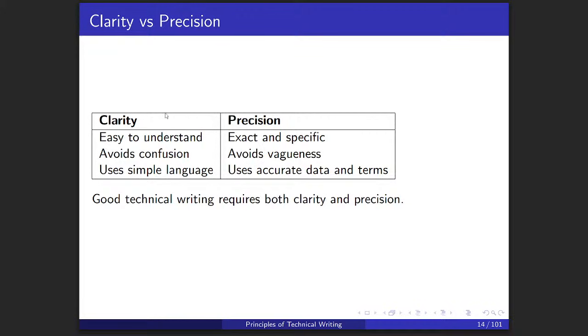If you want to write a sentence with clarity, whereas precision means you are talking with proof, that we call precision. So exact and specific, so there can't be any other thought. If you write your paper with clarity alone, readers may understand or they may misunderstand. But when you write with exact and specific things, it is very clear. So it uses accurate data and terms. Good technical writing requires both clarity as well as precision.